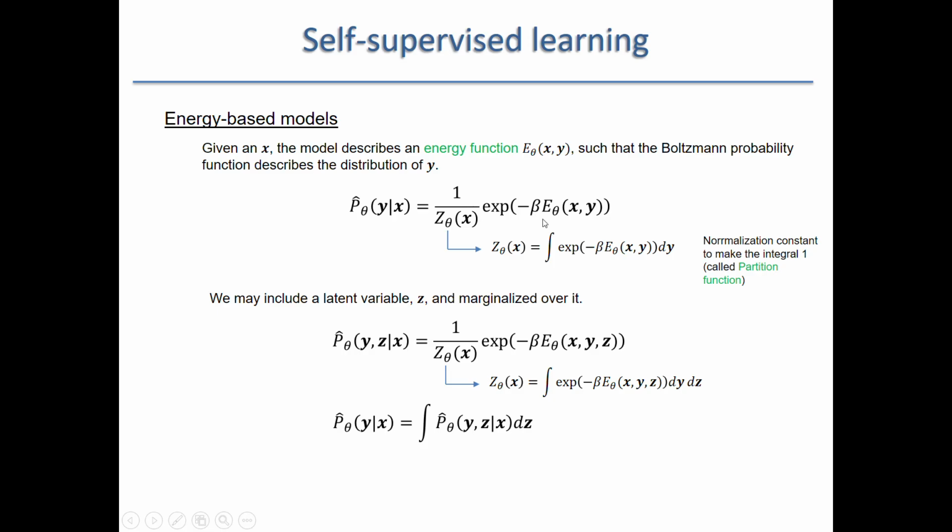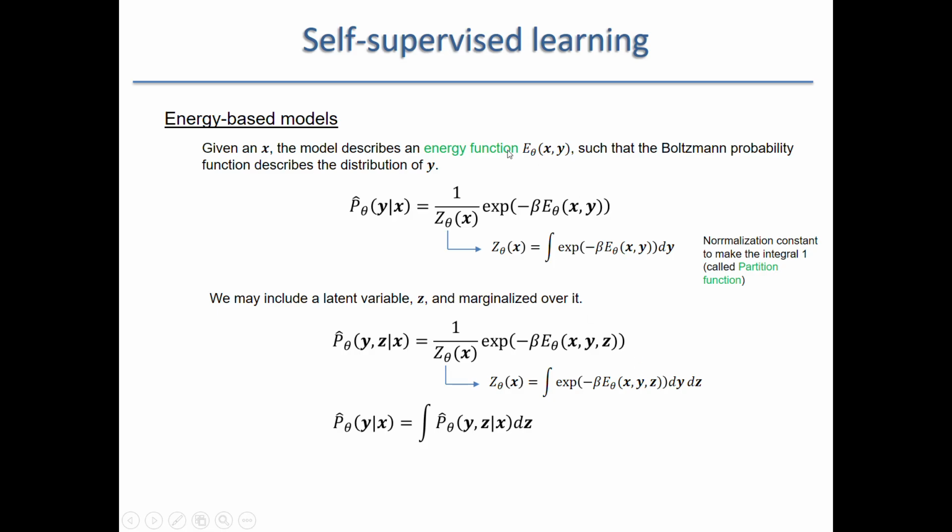And this Boltzmann distribution has an energy and a normalizing constant that is called a partition function, so that this is a true probability distribution function. So the thing to learn here is the energy. The energy is the one that is parameterized by the neural network parameters. And it is a joint distribution.